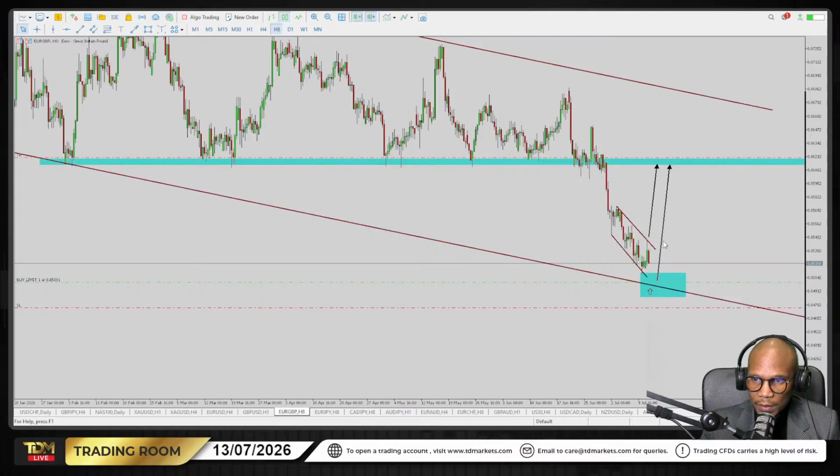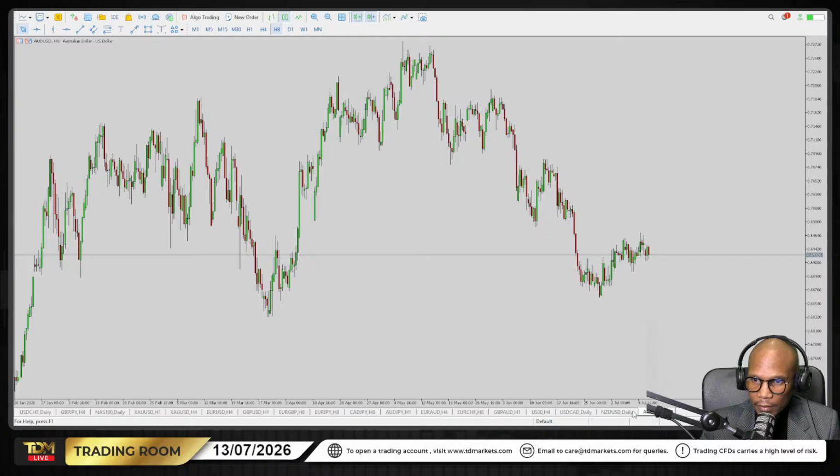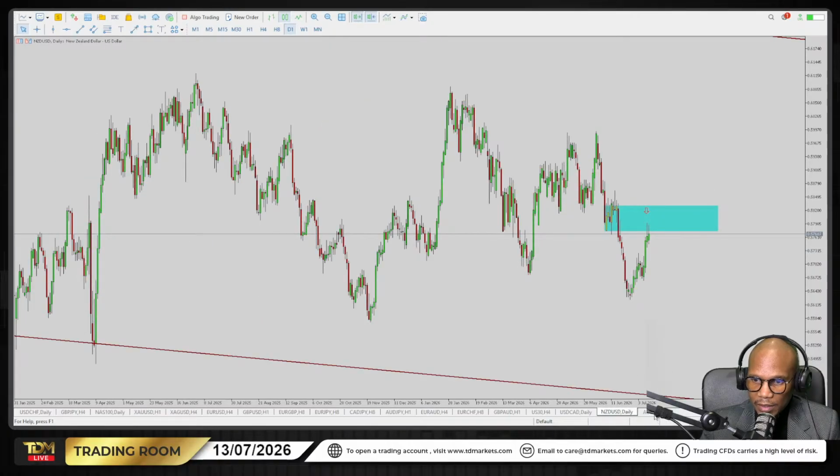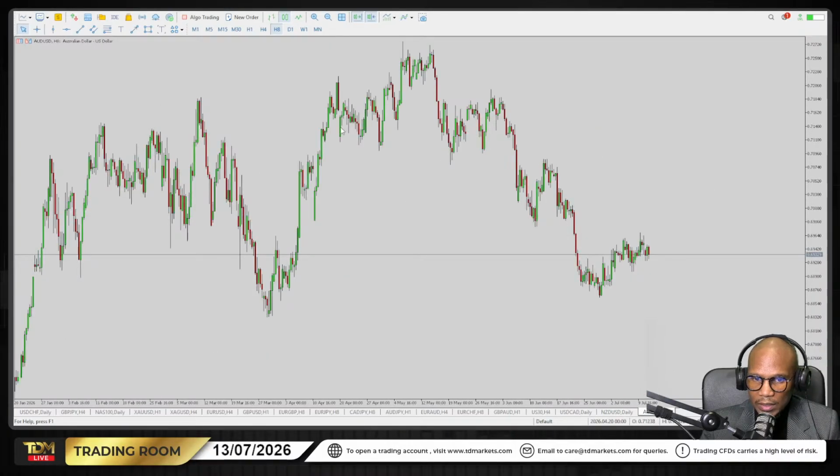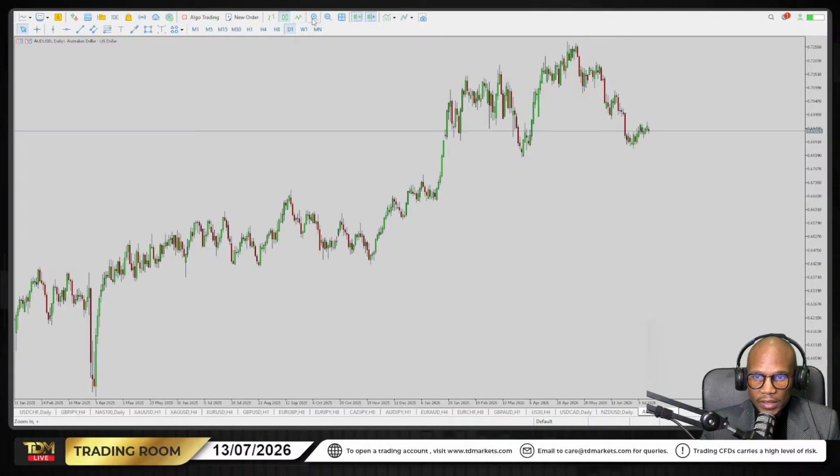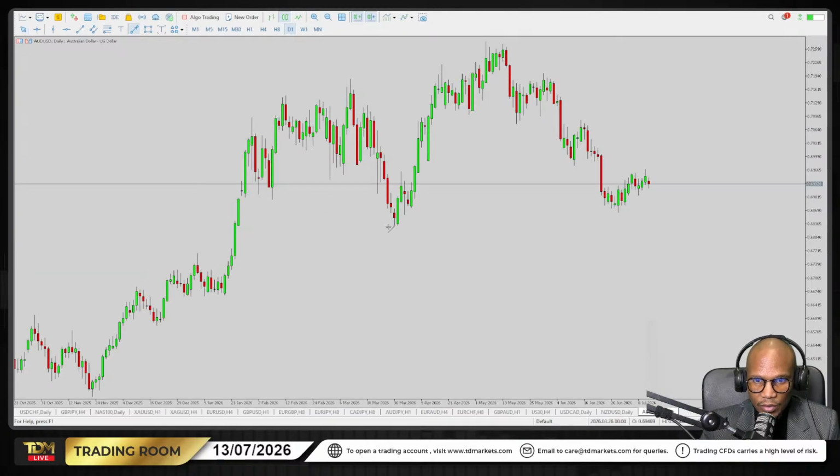Euro GBP also looking for that swing. It's going to be basically the same. And then you've got AUD/USD. AUD/USD seems likely to be, I think this one seems like it's coming back down to this low, right?